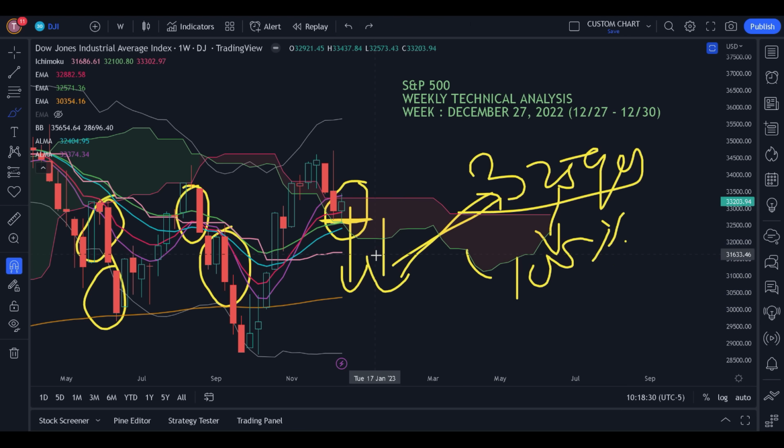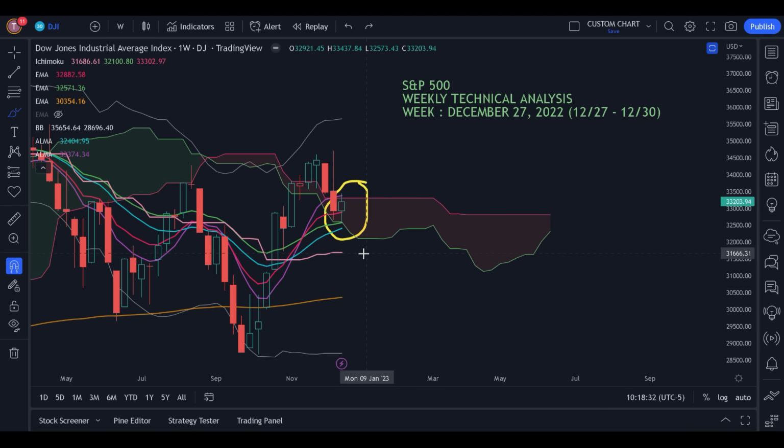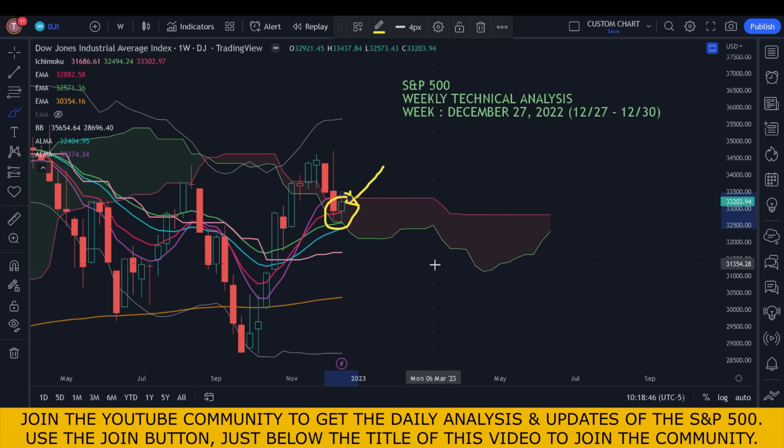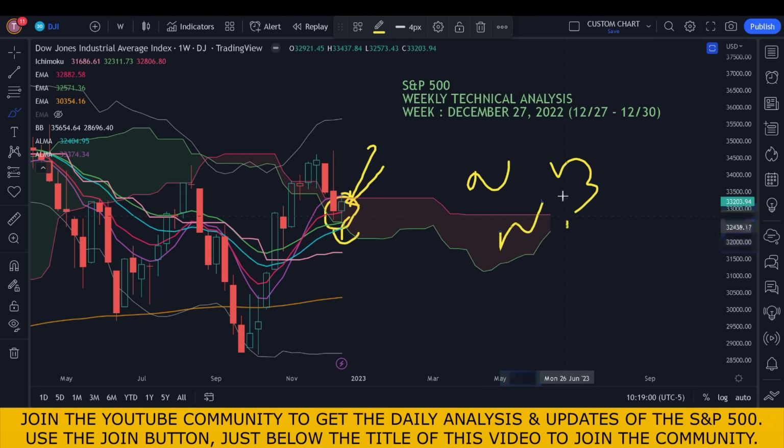Okay, but as of now, what has happened is that the Dow Jones, number one, has closed as bullish. There is a bullish candle on the weekly chart. Secondly, it has closed inside the Ichimoku cloud. See, there are these two things. Number one, it failed to close below the cloud. That is fine. The second thing is that it failed to close above the cloud. This means that as of now, the Dow Jones is neither bullish nor bearish.